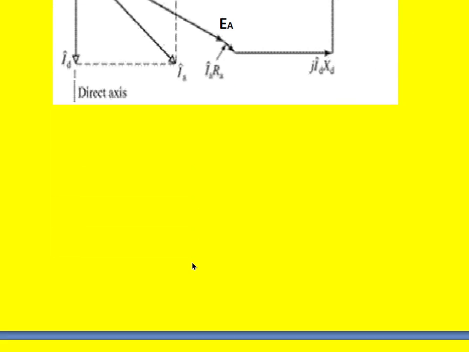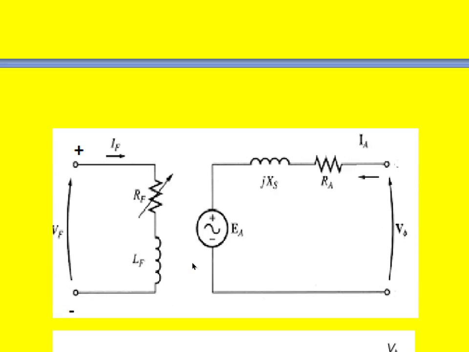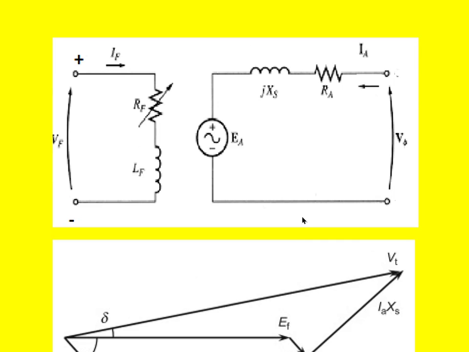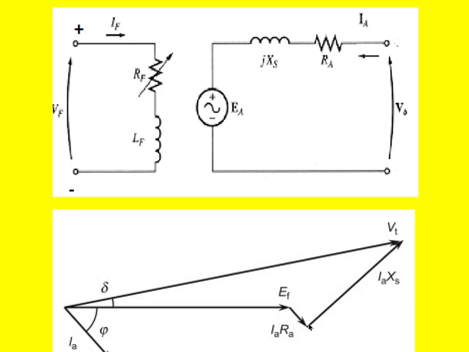Suppose we take the cylindrical rotor. In that case, the vector diagram will be like this. This is the induced EMF and this is the armature current, that is, the armature current is lagging the induced EMF by an angle called phi. When we add the armature resistance drop, IA RA, that should be in phase with IA, so we draw it like this. And then we know the voltage drop across the synchronous reactance, that is IA into XS, which is perpendicular to IA, so we draw it like this.